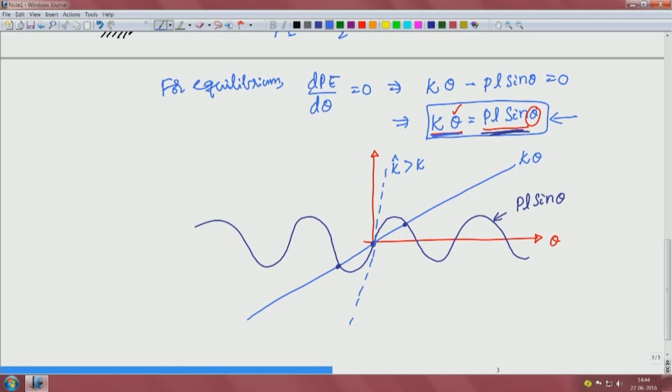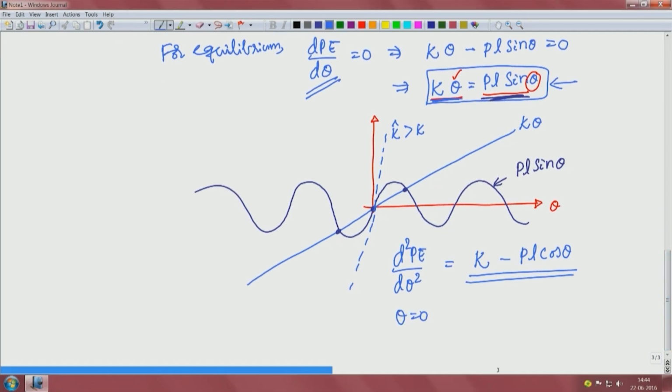When you have more and more solutions, whether it will be a stable or unstable equilibrium will depend on the derivative of this again. So, we will write d square pi by d theta square, one more derivative will give us kappa minus PL cosine theta, this quantity. So, let us say theta equal to 0 is always a solution, whether it is a stable solution or not depends on the value of this second derivative. Stable means that this kappa minus PL cosine theta, with theta equal to 0, cosine 0 is 1. So, kappa minus PL should be greater than 0.